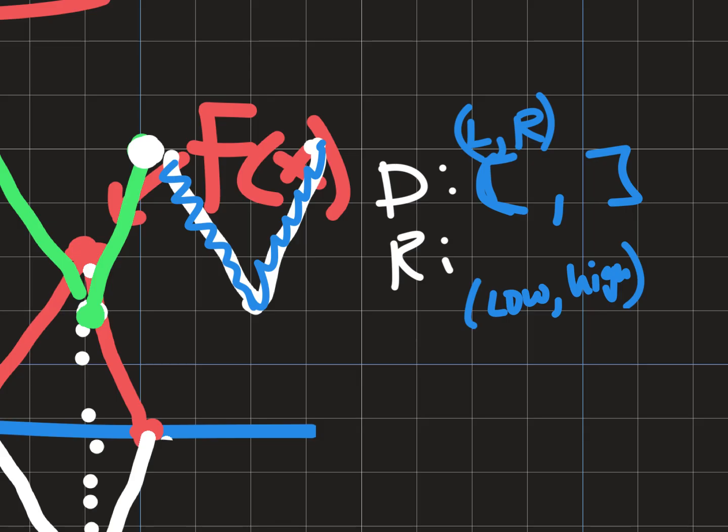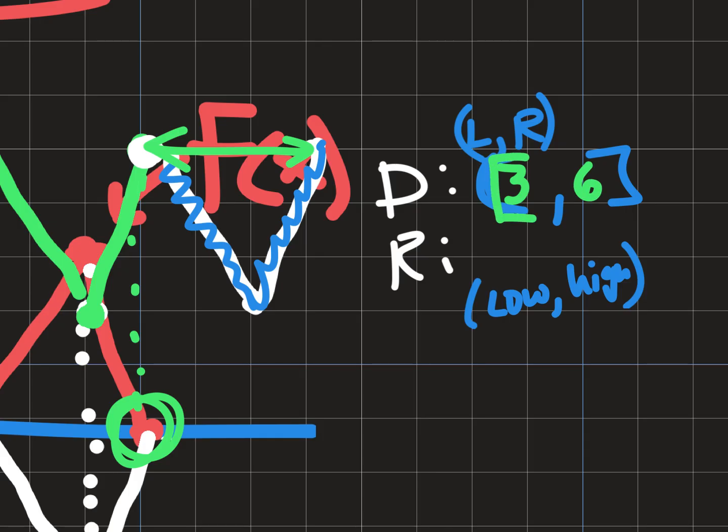So here's what domain's like. It's like this green line here. It's like how far does it go to the left and how far does it go to the right? And the furthest to the left that it goes is right there, which is 3. And the furthest to the right that it goes is 4, 5, 6. 3 to 6. Raise your hand if you had 3 to 6.